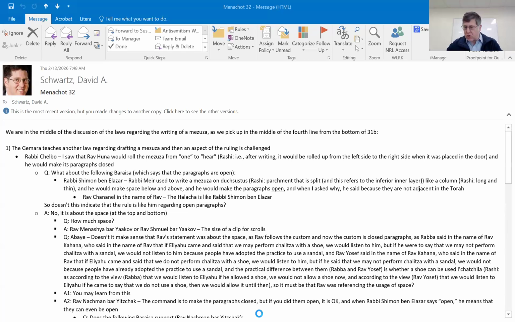So those are the two different possibilities, open and closed, between the paragraphs of Shema and V'hayayim Shemo, which are the two paragraphs that we have in our mezuzot. And again, Rabbi Chelbo reports that he saw that Rav Huna would do those paragraphs in a closed fashion. So the Gemara asks and cites another brisa. Meisvei, I'll ask you a question, because here's a brisa that seems to suggest the opposite, that you have open paragraphs.